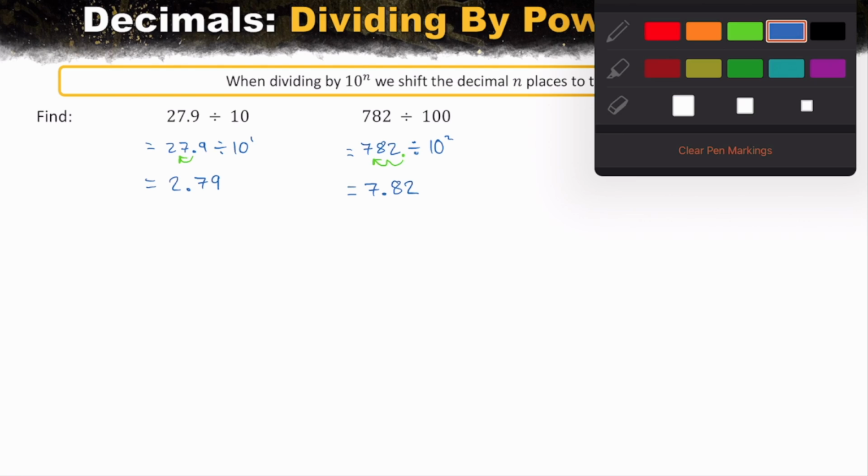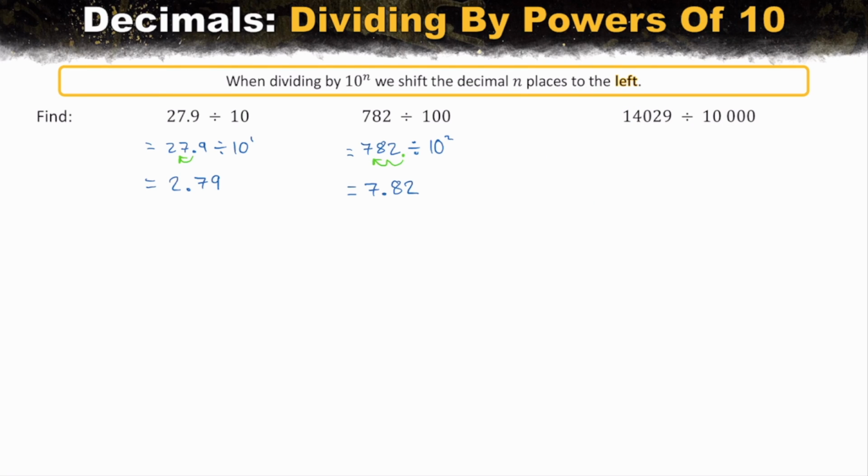Now with our third example, that 10,000 once again is 10 to the power of 4. So we've got 14,029 divided by 10 to the power of 4. So we're going to move 4 spots to the left this time. So it was here. It's going to go 1, 2, 3, 4. So we've got 1 whole and 4,029 ten-thousandths.